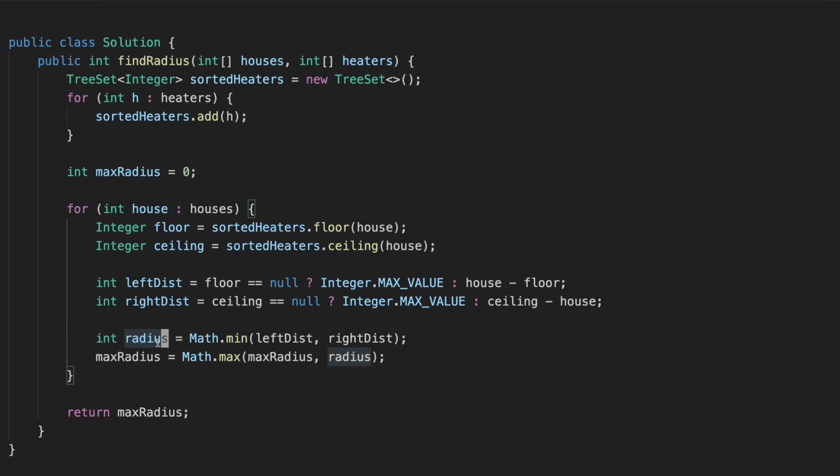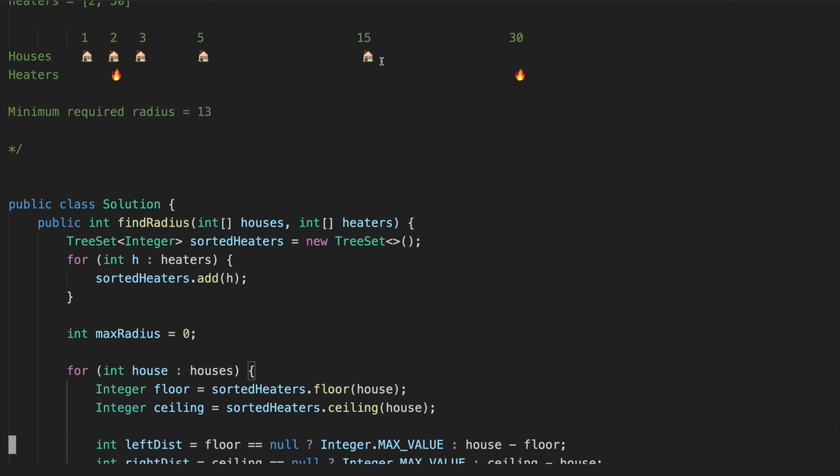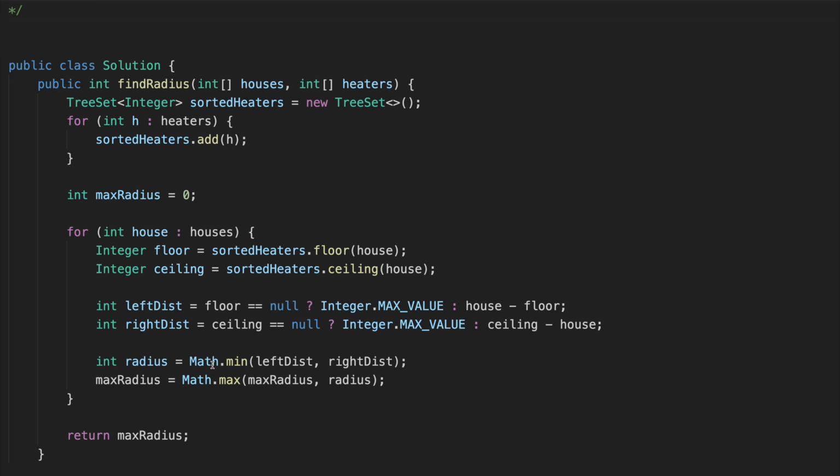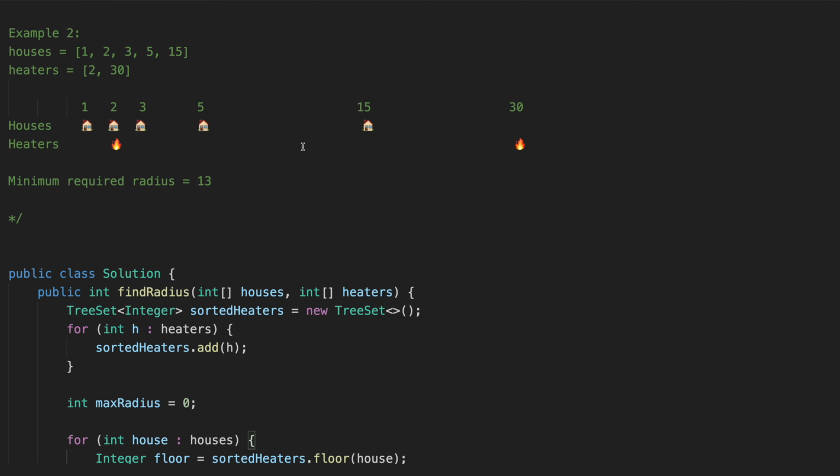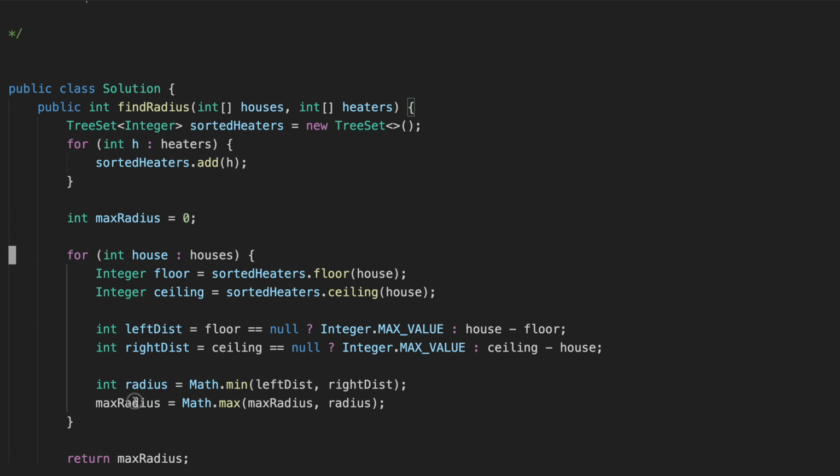And then we take the minimum radius, because in this case 15 is 2 points farther than 13. So this is the minimum radius for that house. Then at each step we take the maximum radius: we take the maximum of the maximum radius so far and the current radius.